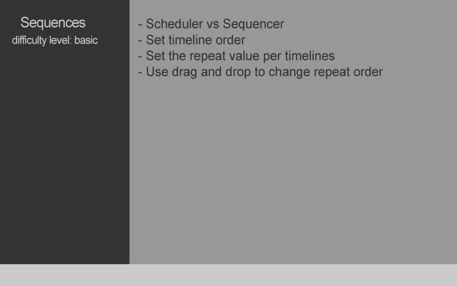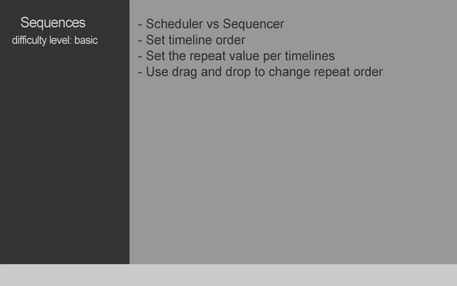In this tutorial, we're going to talk about the sequences. The sequences allow you to set the playback order of the timelines within each campaign. At the level of each campaign, you can set it to either play using the scheduler or the sequencer. In scheduler mode, you will set the timelines to play at specific dates and times, versus the sequencer that will play the timelines in an infinite loop.